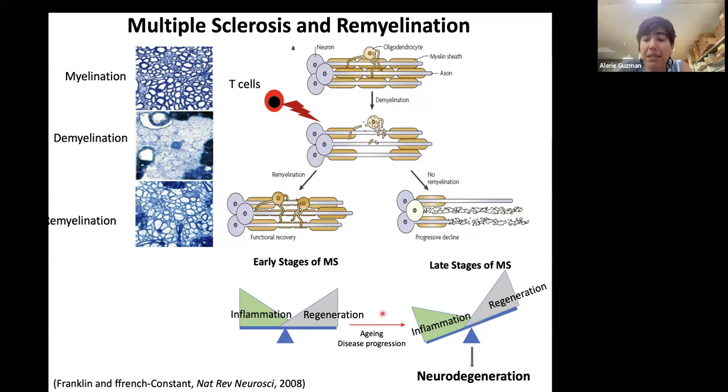However, when disease progresses, and especially with aging, which I will talk about later in a bit more detail, this balance is completely tilted. Inflammation outweighs myelin repair. There's no myelin regeneration in this context, and that translates into progressive axonal loss, neurodegeneration, and obviously the accumulation of irreversible cognitive and motor disabilities in patients.